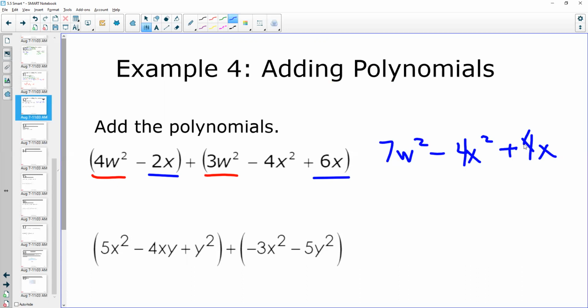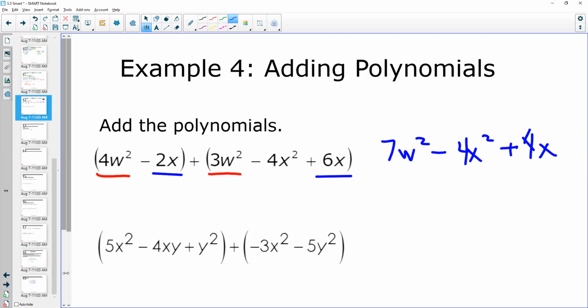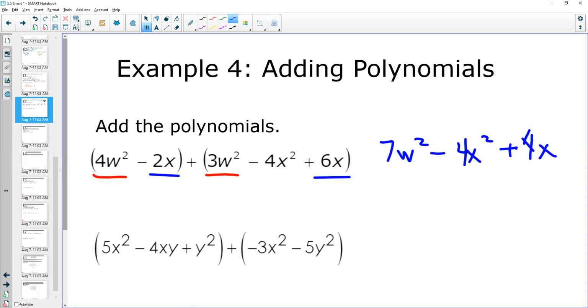Okay, so now look at the next one. You try this one. When you get done, what you should have at the end is 2x squared minus 4xy, because that guy doesn't have any partners, minus 4y squared. All right, okay.